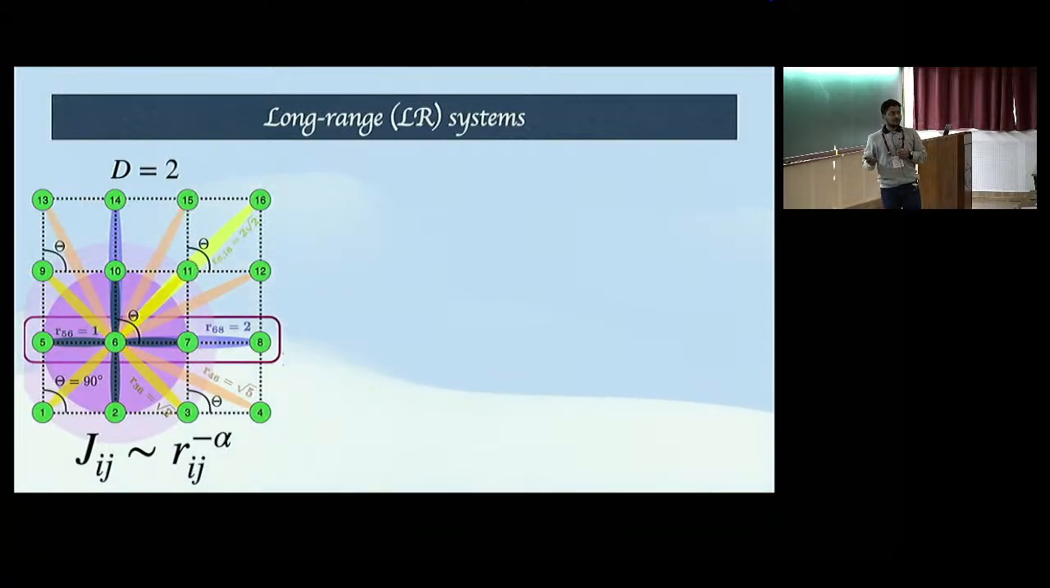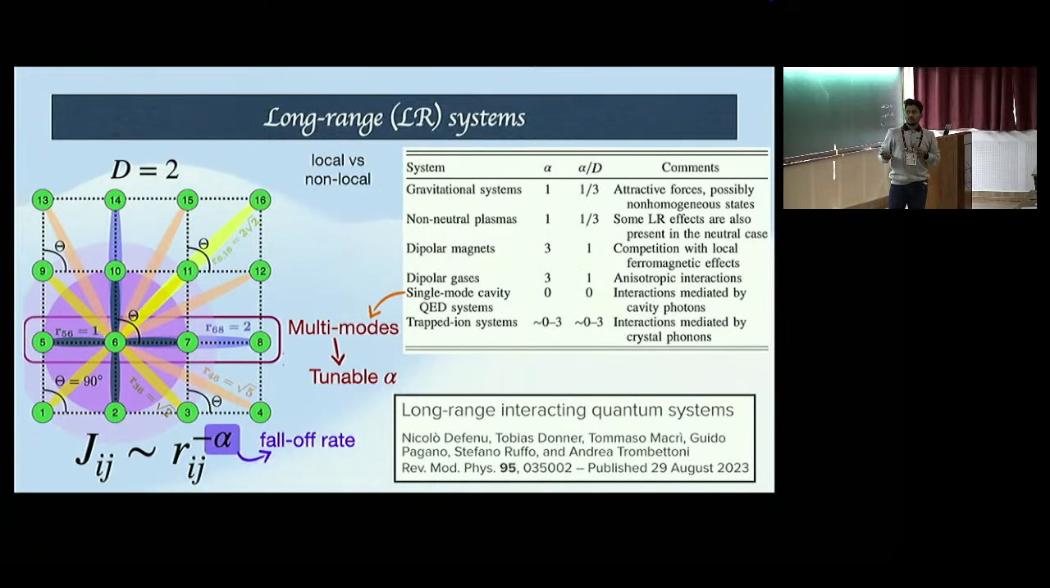Now I'll talk about the long-range system, in which, in a physical sense, different quantum systems interact on nearest neighbor, but they also interact with other quantum systems far apart, but the interaction strength decreases with the distance, and this alpha is called the fall-off rate. There have been interesting studies which have led to a recent RMP, and this shows that these models can also be experimentally simulated in single-mode or multi-mode QED cavity systems and trapped-ion systems.